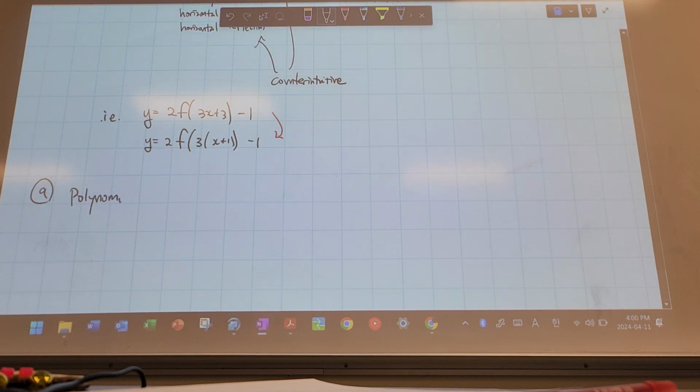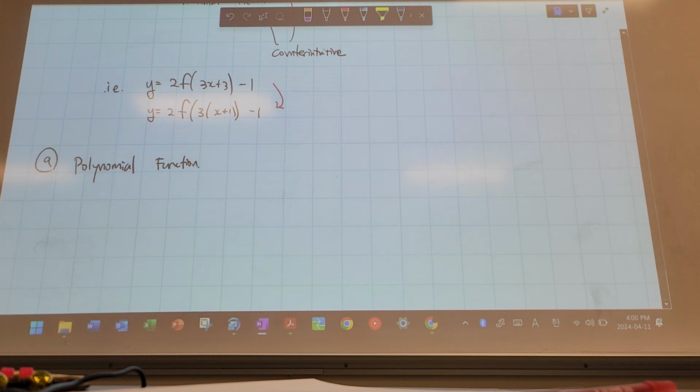Polynomial function. So this polynomial function part is quite heavy and rich in context. So let's get through this.